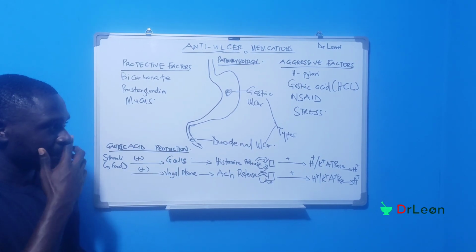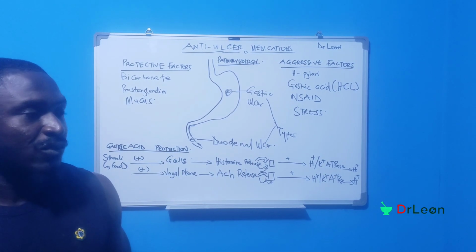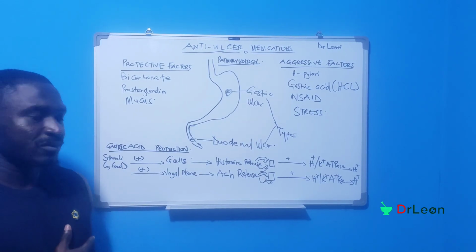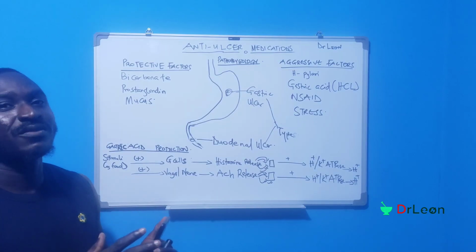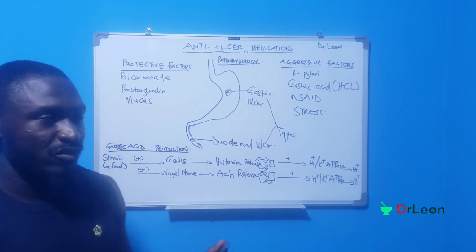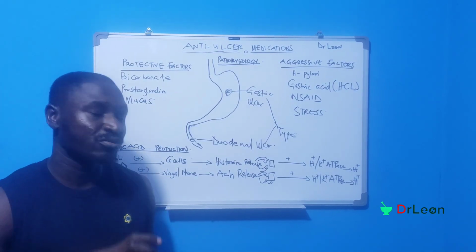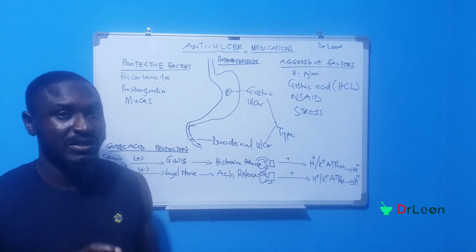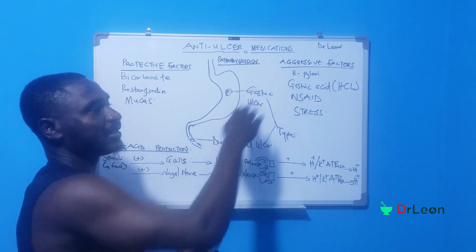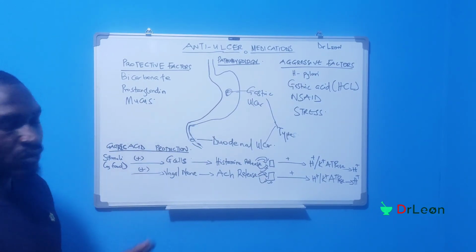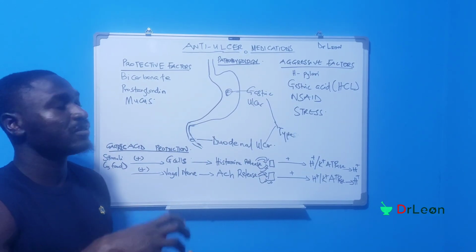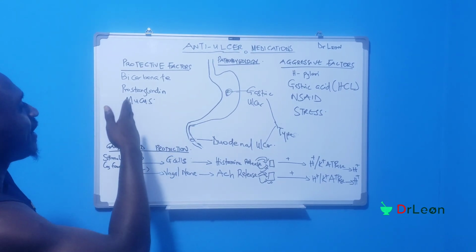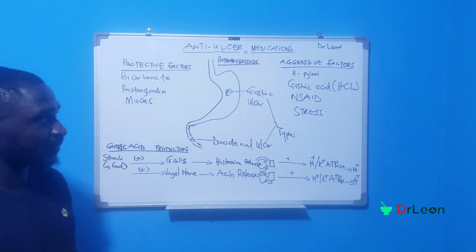I earlier mentioned this. The body in its own sense produces prostaglandins, and their function is to make up the mucosa. They make up the mucosa and then protect the stomach or the duodenum from being ulcerated. They protect it from these factors. And then mucus is what actually forms the mucosa. So these are the three main protective factors.